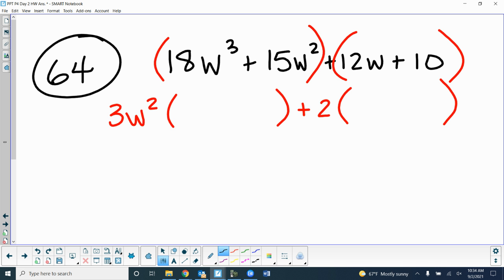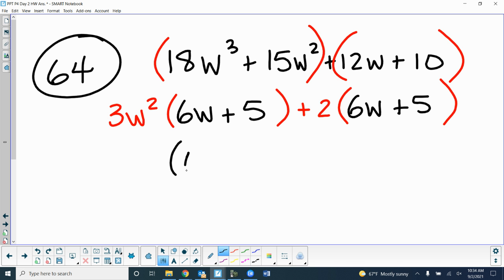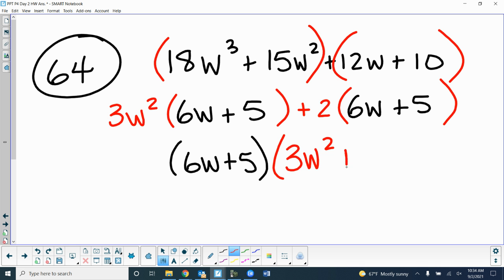What's left when I pull out the 3W squared? 6W plus 5, is that what I heard? Yeah. How about the second group? Same thing, right? Is that what we want to happen? Yeah, that's what we want to happen, right? So what's my answer, Soren? 6w plus 5 times 3w squared plus 2. Good. Any questions? That one worked out nice.